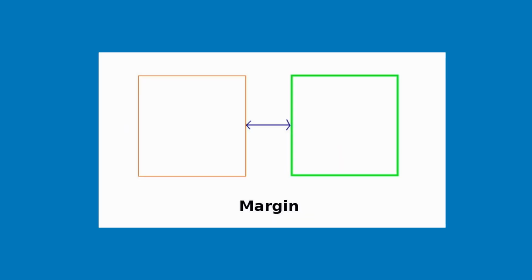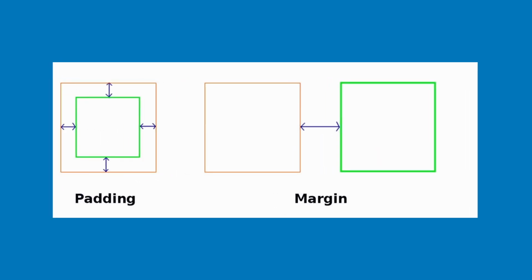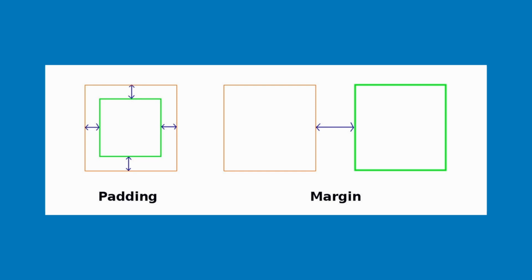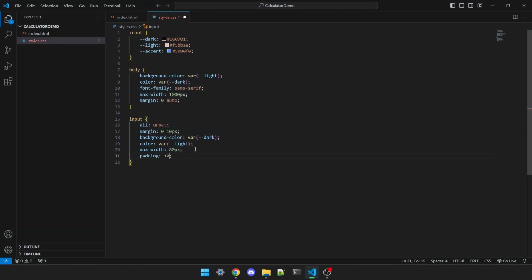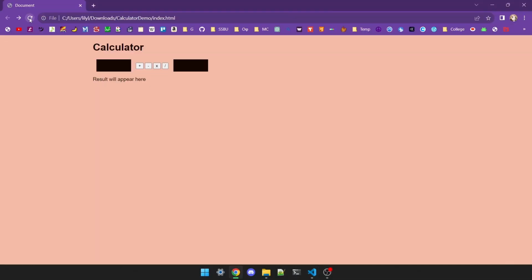To our rescue is padding. It's really similar to margin, except instead of being the space around the element, it's the space between the main content of the element and its edges. To demonstrate, I'll add a padding of 10 pixels to the inputs. It now looks much better.